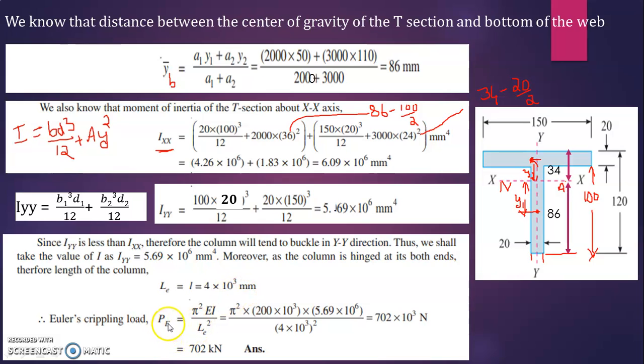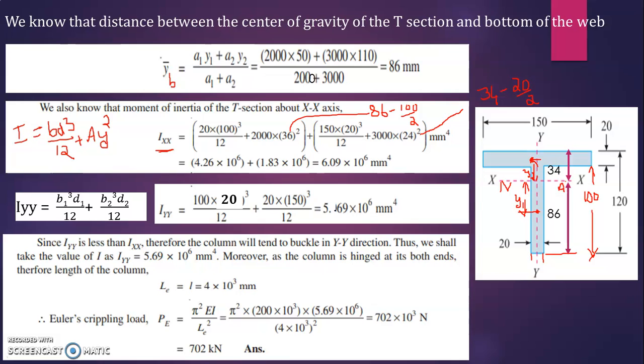Now use the formula. PE is equal to pi square EI divided by LE square. Pi square, E is 200 into 10 raised to 3, into I, the lesser value, 5.69 into 10 raised to 6, divided by LE, 4 into 10 raised to 3, whole square. When you simplify, you will get 702 into 10 raised to 3 Newton, or 702 kilonewton. Like this, you can calculate Euler's crippling load.